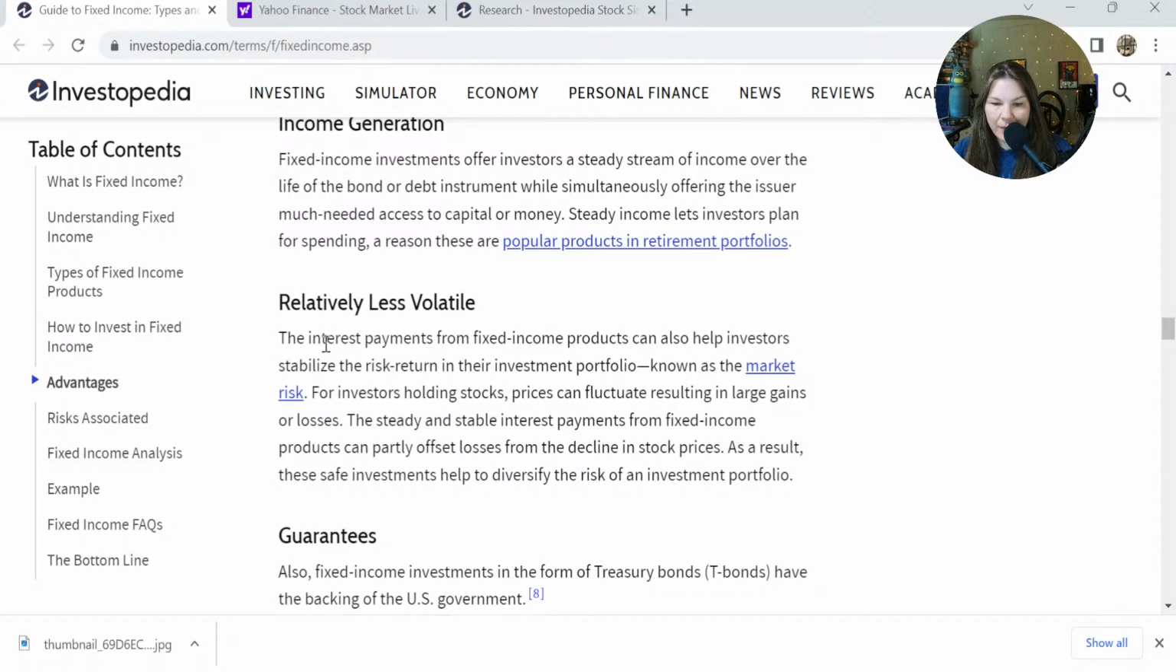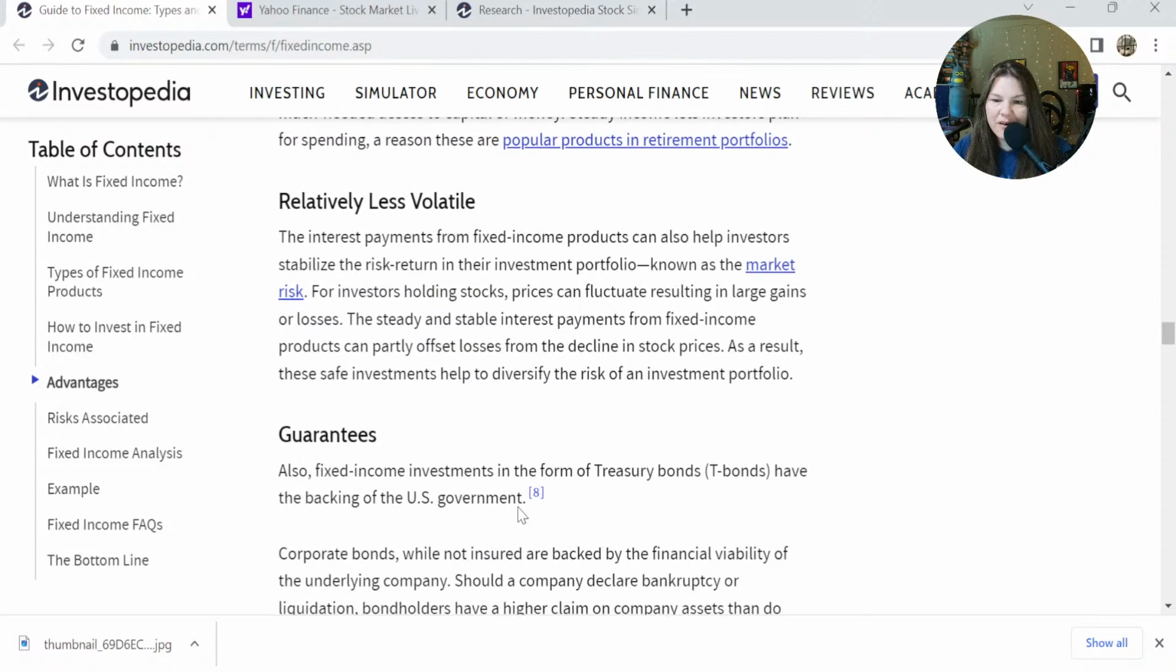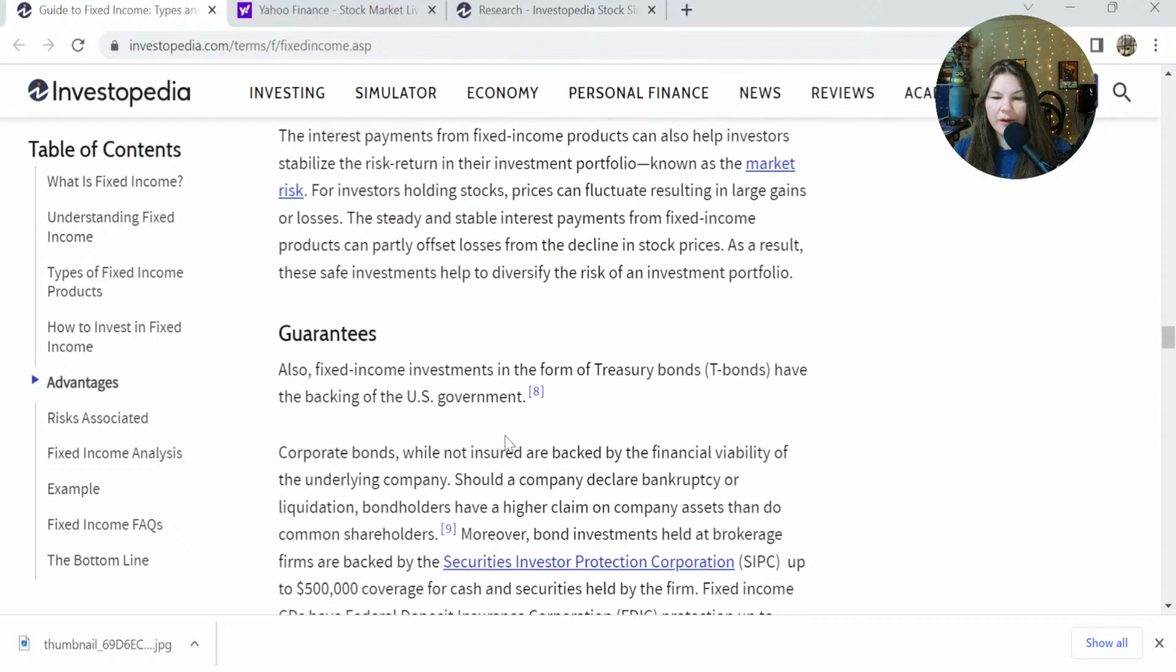Relatively less volatile. The interest payments from fixed income products can also help investors stabilize the risk return in their investment portfolio, known as the market risk. For investors holding stocks, prices can fluctuate, resulting in large gains or losses. The steady and stable interest payments from fixed income products can partly offset losses from the decline in stock prices. As a result, these safe investments help to diversify the risk of an investment portfolio.